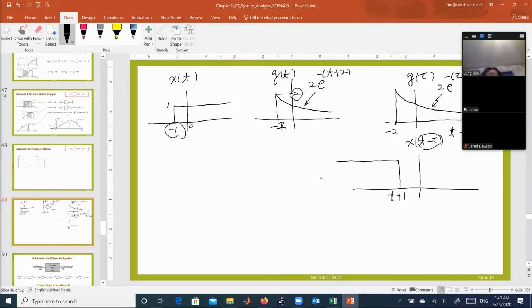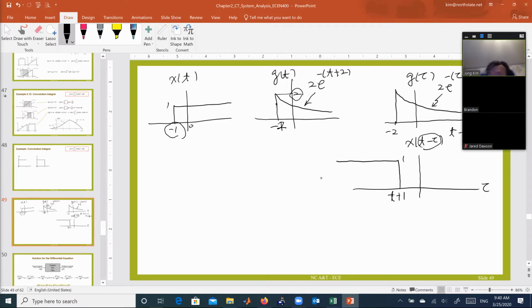Is it okay? This is the tau domain. Now for x(t minus tau), why is it going to negative infinity? Oh, it is flipping. You're right, yes. Because of the minus, it changed to the tau domain, and minus tau is a flip. That makes sense now.